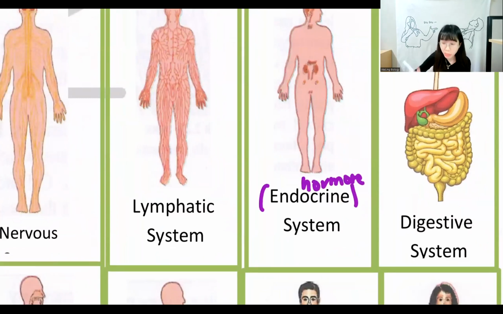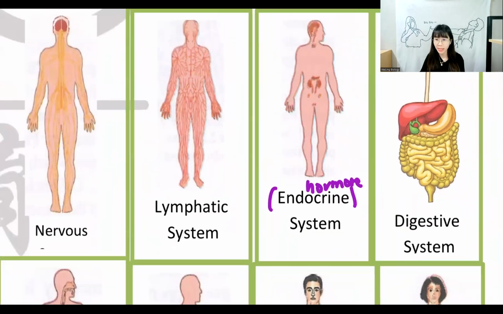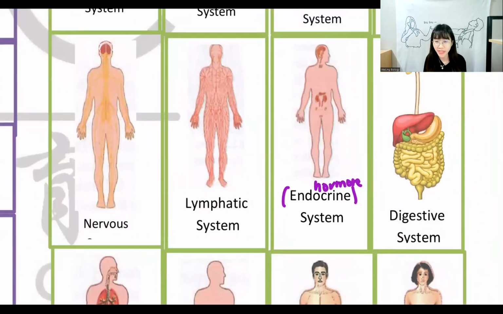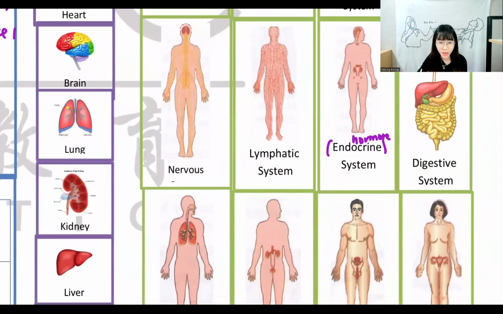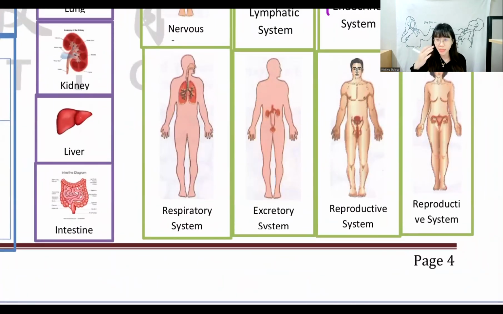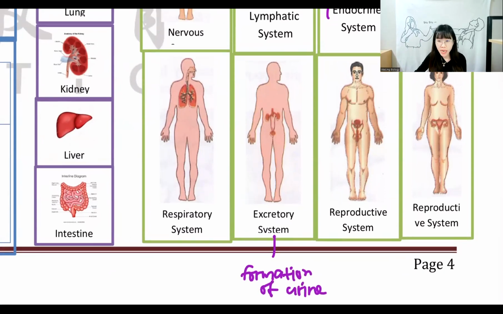Our hormones come from the brain, thyroid glands. We have kidney. We have pancreas. Okay, and then we have digestive system. I believe that you know about your digestive system, to digest food. We have respiratory system: your nose, trachea, lungs. Excretory system is for the formation of urine. Reproductive system, we have male and female.